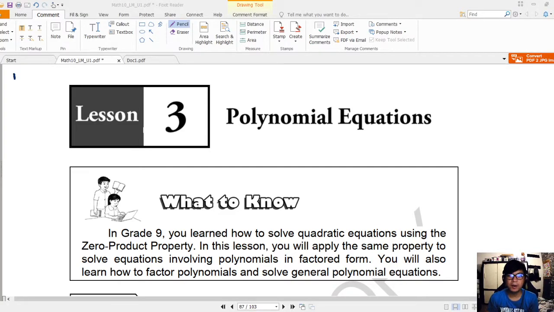Good day, everyone. So today we will have our new topic. It's about polynomial equations. During your grade 9, you learned how to solve quadratic equations using the zero product property. In this lesson, you will apply the same property to solve equations involving polynomials in factored form. You will also learn how to factor polynomials and solve general polynomial equations.